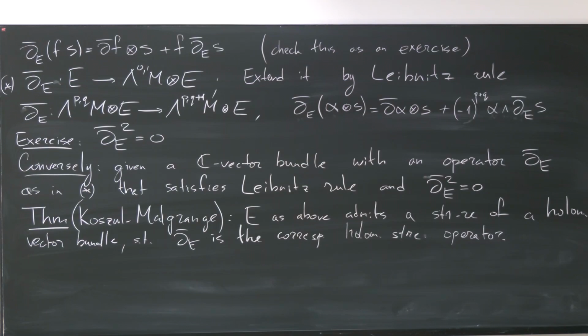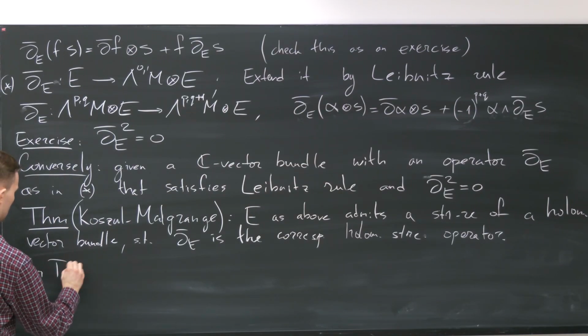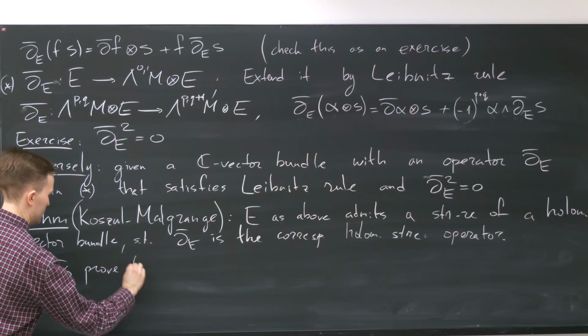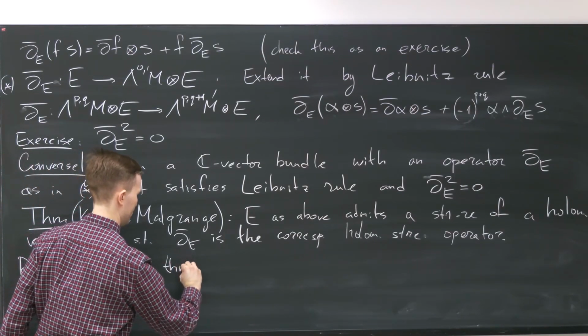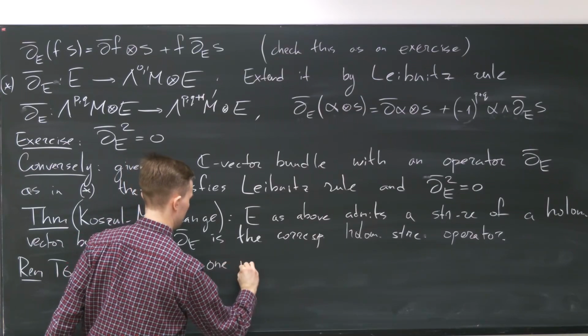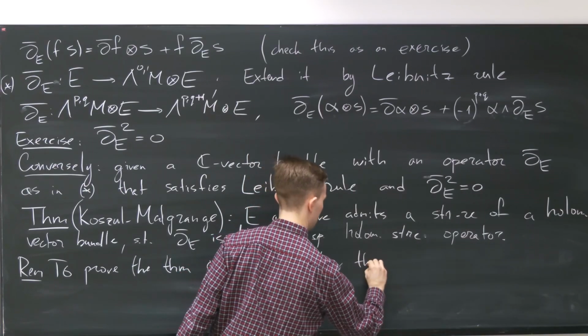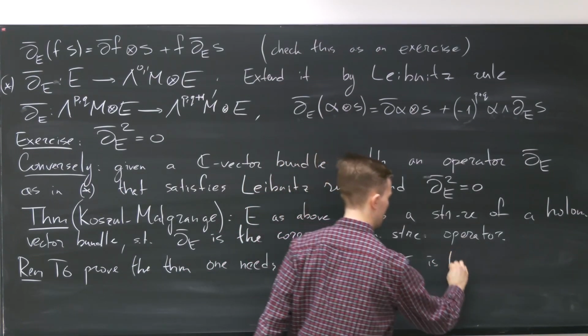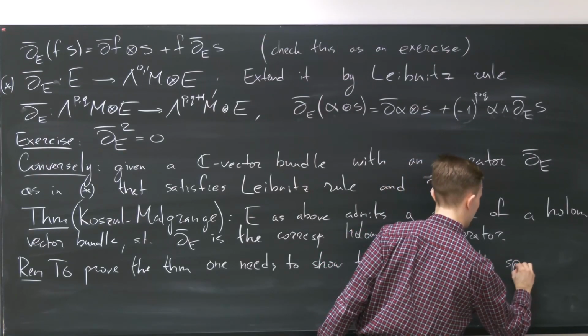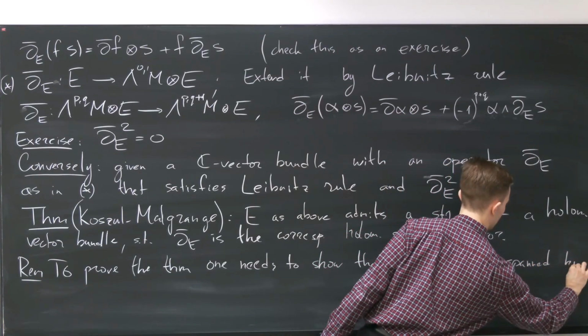So I will not prove this, because that proof is essentially similar to what we did last time. Actually, maybe this theorem is a bit easier. To prove the theorem, what one actually needs is to construct some holomorphic sections. To prove the theorem, one needs to show that E is locally spanned by holomorphic sections.